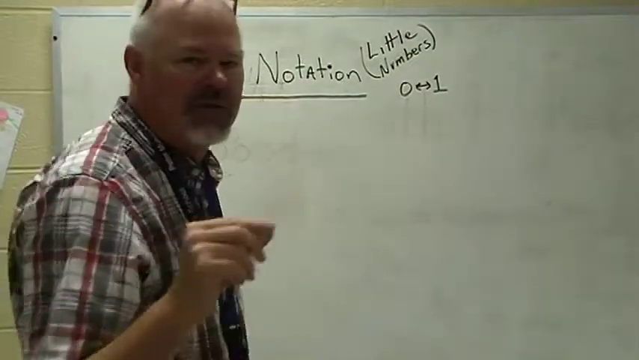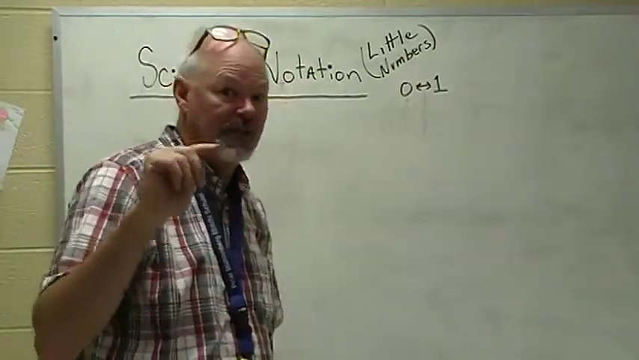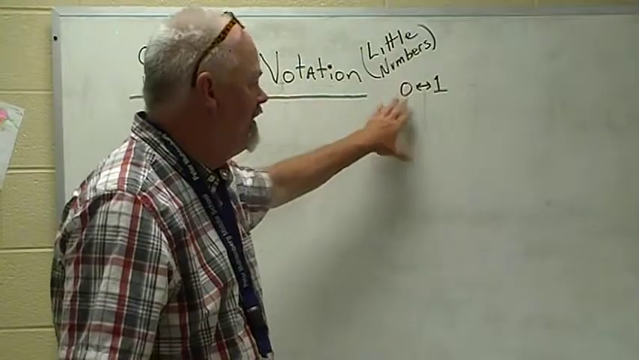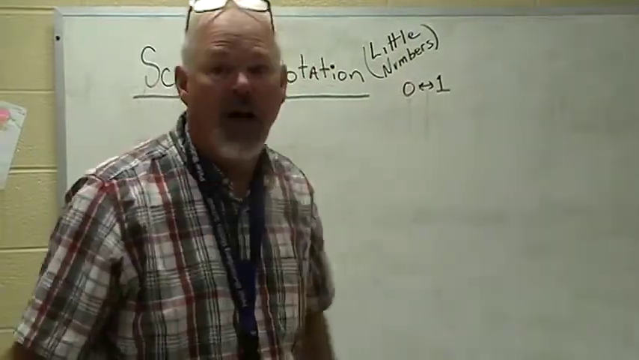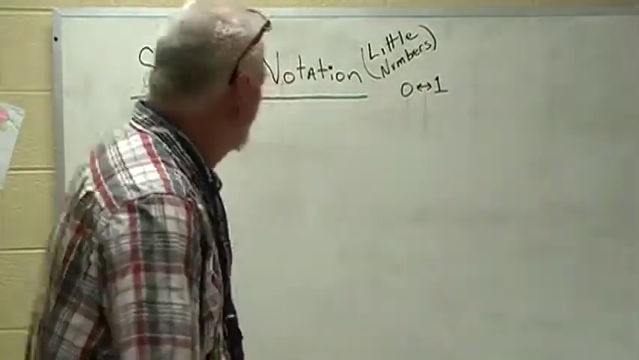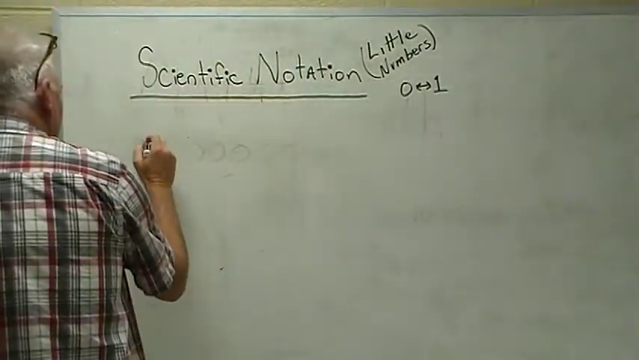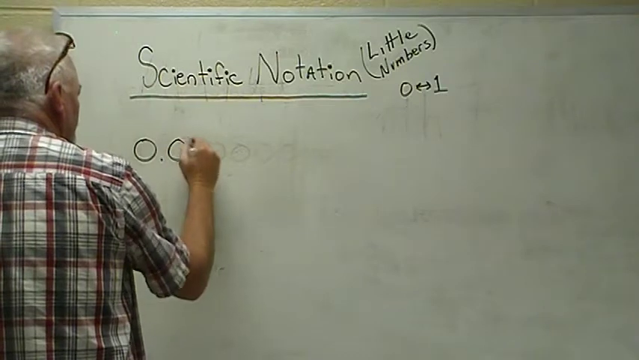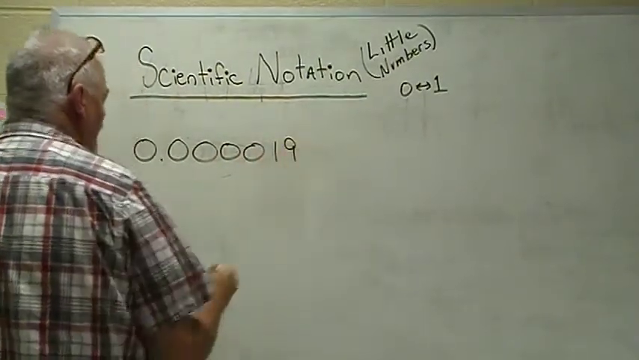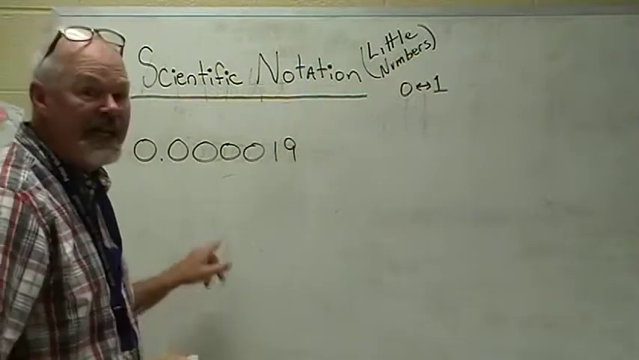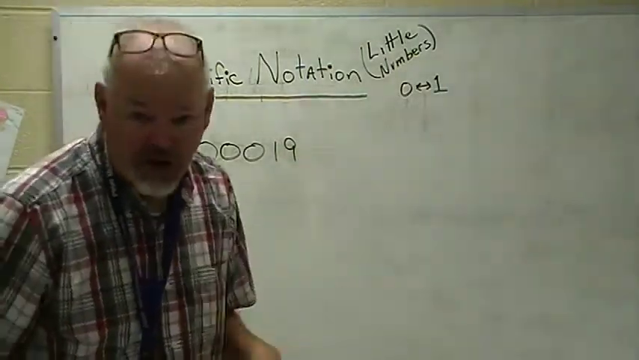All right? This is where 7th graders get confused because you're going to see what we do. They think they're negative, but they're not. They're just little numbers. All right? So let's do a long little number. Okay? 0.0000019.